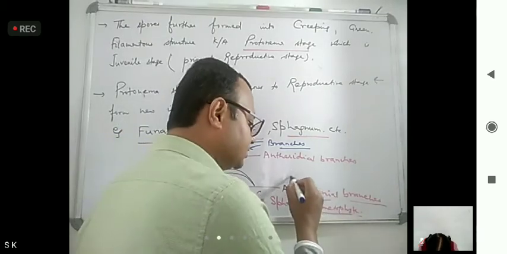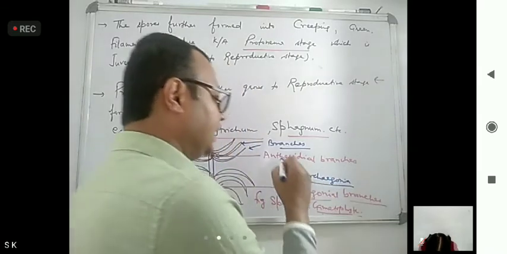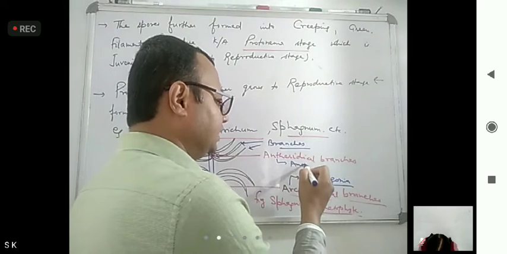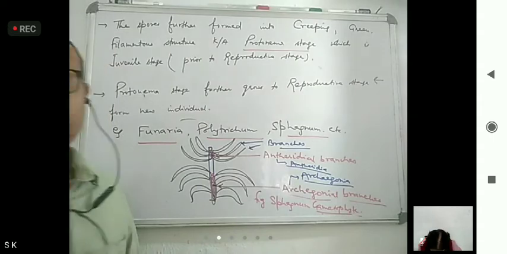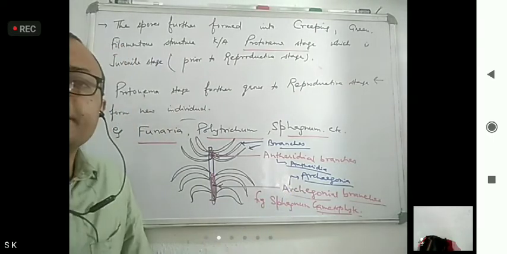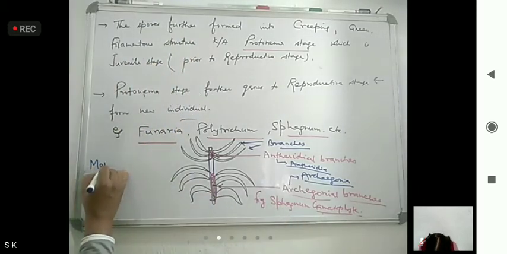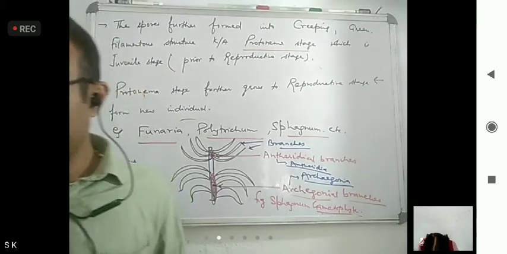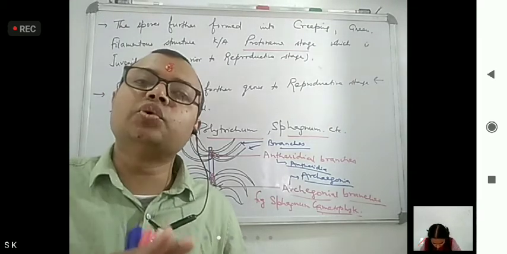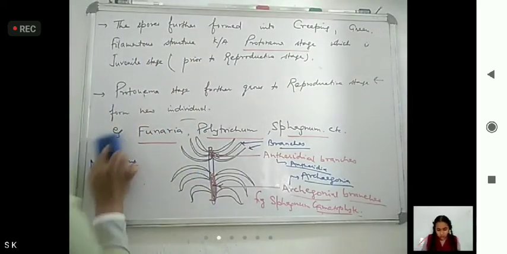This archegonial branch contains archegonia, female, and the antheridial branch contains antheridia. So one plant contains both, that is monoecious. So Sphagnum is showing what? A monoecious plant, in mosses. Now next we have to see Funaria, which shows both gametophyte as well as sporophyte. How they are showing, that we have to see.